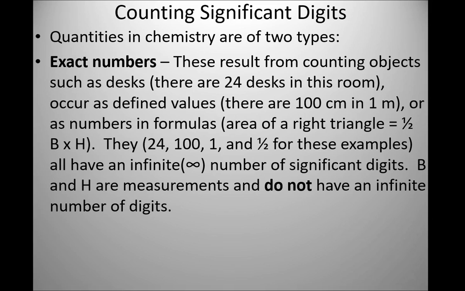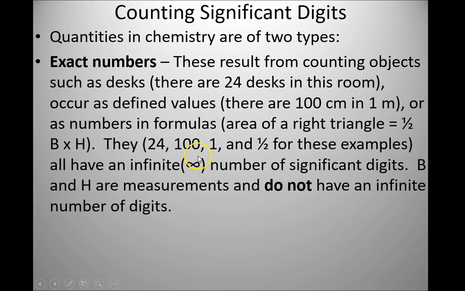There's no uncertainty. Defined values, 100 centimeters in 1 meter, 60 seconds in a minute, 2.54 centimeters in an inch. Things that you do not have to measure. They're just known equalities, known values, or numbers in formulas. 1/2 base times height, the area of a right triangle. That 1/2, you always use 1/2. You're never going to do a third. You're never going to do a quarter. It's always 1/2 base height. Those are things that are said to be exact numbers. There's no uncertainty, so they are said to have an infinite number of significant digits. Now you can write the word infinite or you can draw the symbol.